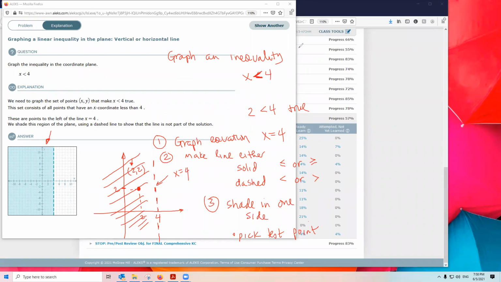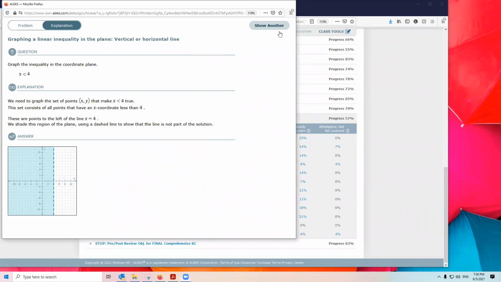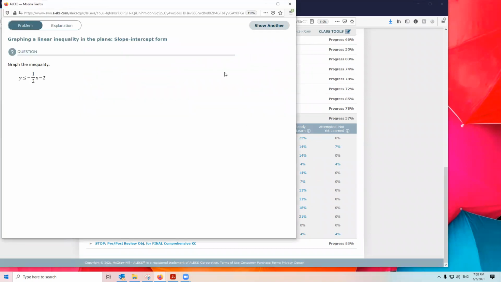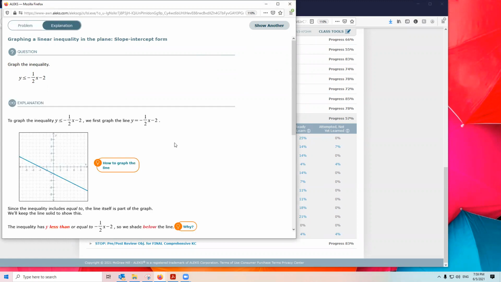All right, let me show you another example of this worked out in an equation. Let's do this one. Here's an example that says graph this inequality, y less than or equal to negative 1/2 x minus 2. Well, here's what we want to do to get started on this. Step 1. Graph the equation y equals negative 1/2 x minus 2.